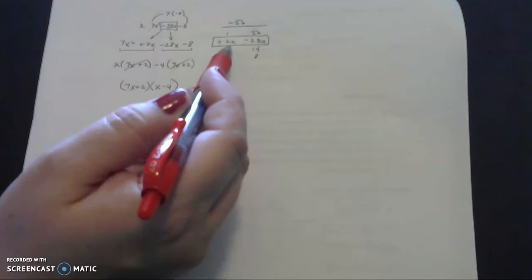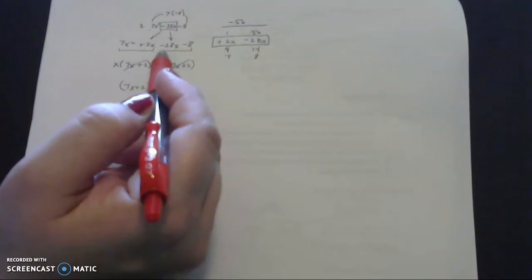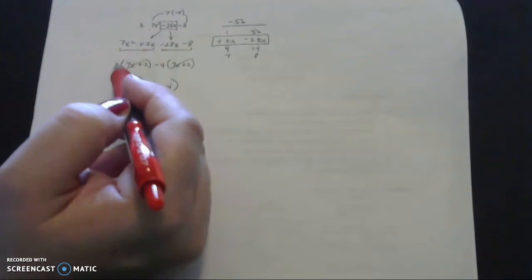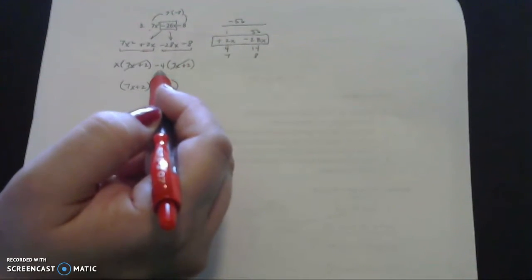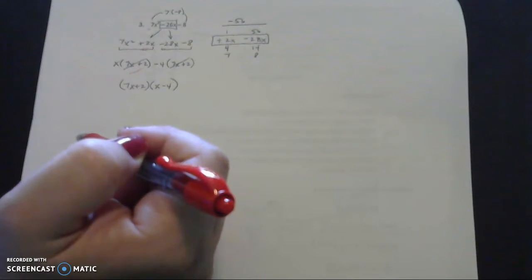So we look at the two that we put together. Negative 28 and 2 will give me that difference. So I break it up into negative 28 and 2. Pull out a common term, pull out a common term, factor by grouping, and then I have what's left.